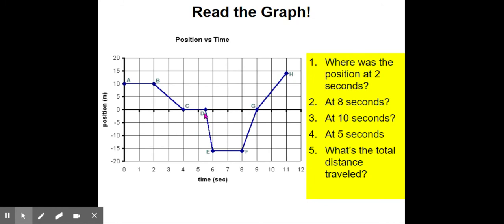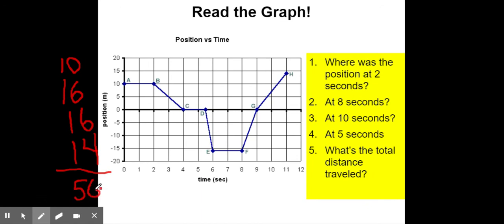And the total distance traveled. For that, you'd have to add these up. You'd have to say, okay, started here, no movement, no movement, no movement, and then it went from 10 to zero. So that's 10. Let's write that on there. Okay, 10. And then from here to here, that's about 16. And then back from here to here again, they traveled up to zero. So that's another 16. And then from here to here, that's about 14. So the total distance traveled, you'd add these up: 10 plus 16 plus 16 plus 14. This is 30, this is 46, this is 56. That's about 56.